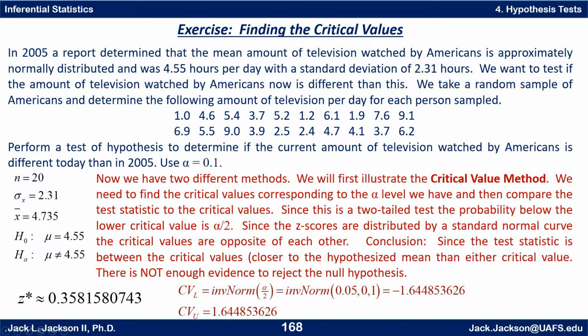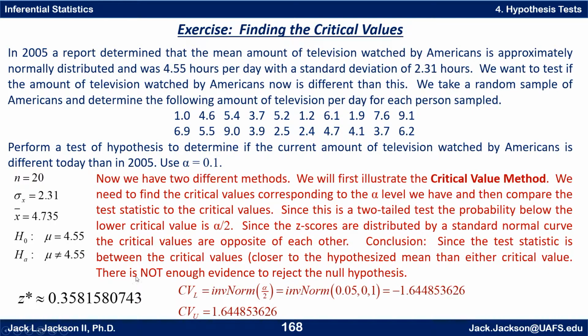So now at this point, we actually have two different methods. We'll first illustrate the critical value method. We need to find the critical values corresponding to the alpha level we were given. We were given an alpha level of 0.1. Since this is a two-tailed test, the probability below the lower critical value is only half of alpha, which would be 0.05, and above the upper critical value is also 0.05, half of alpha.